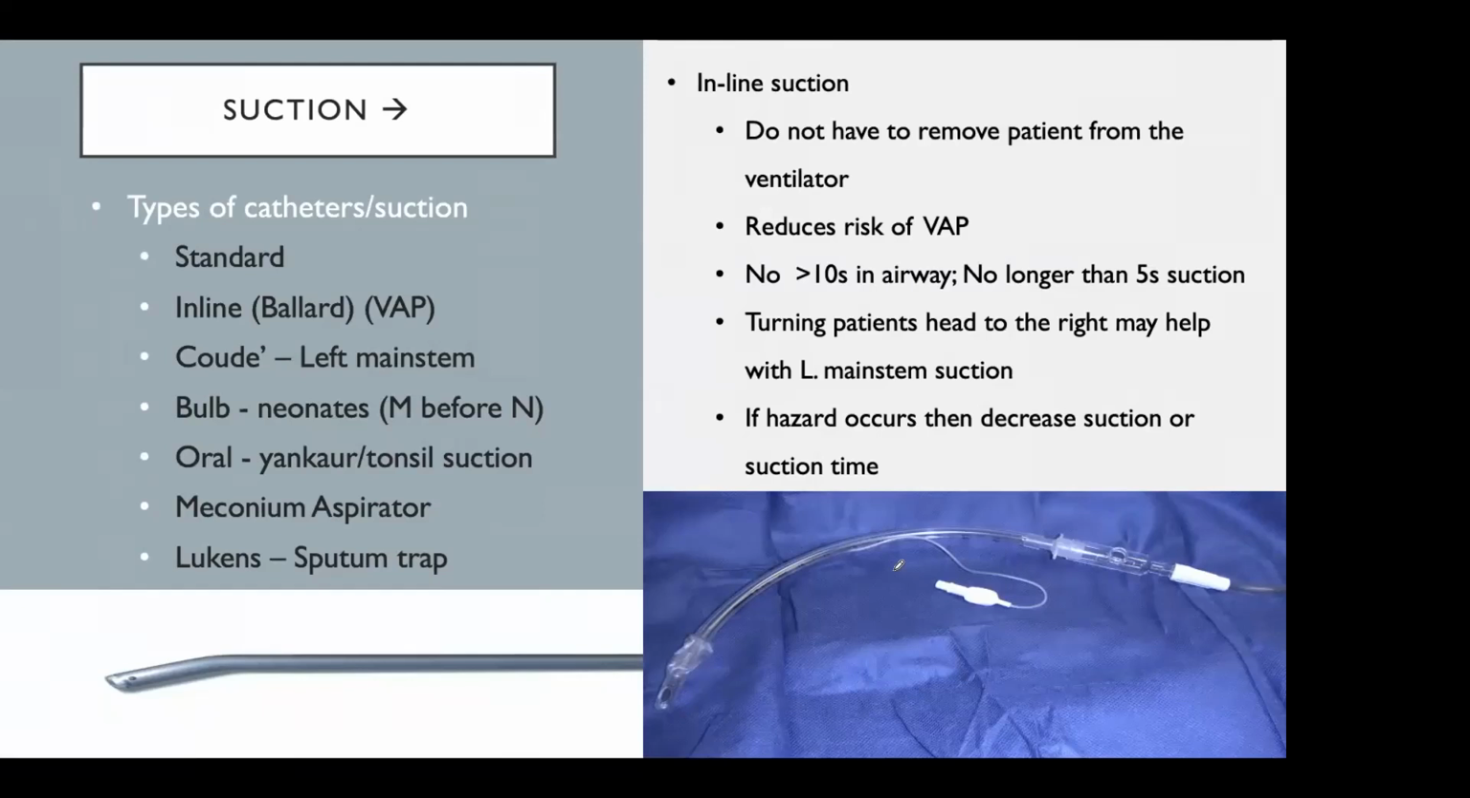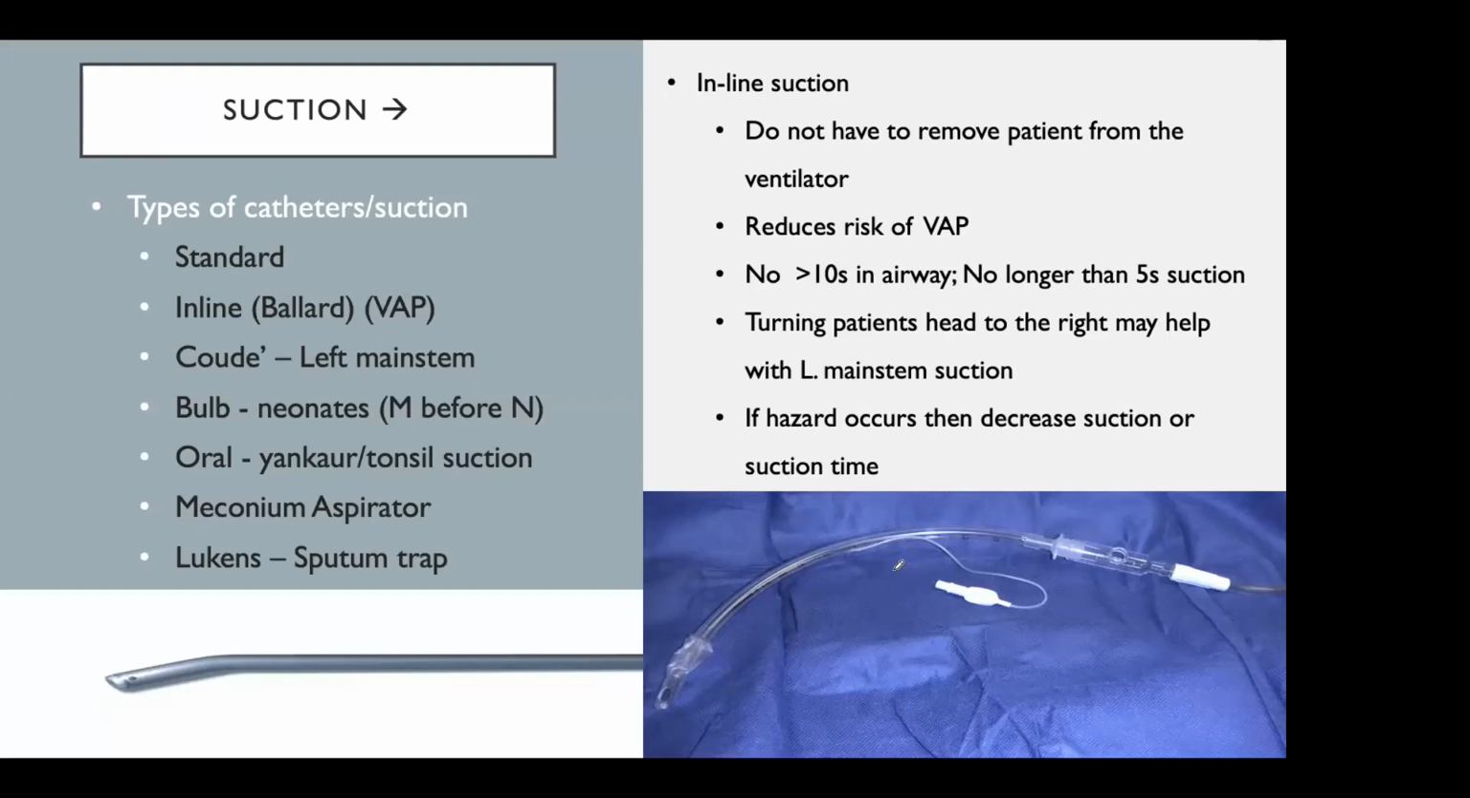So we'll look at the types of catheters and suction devices. Of course, we've got our standard catheter. Then we have our inline Ballard, which, I won't say it was invented for this, but it's really contributed to a decrease in ventilator-acquired pneumonia. That's because we're not having to break the circuit every time we suction the patient.